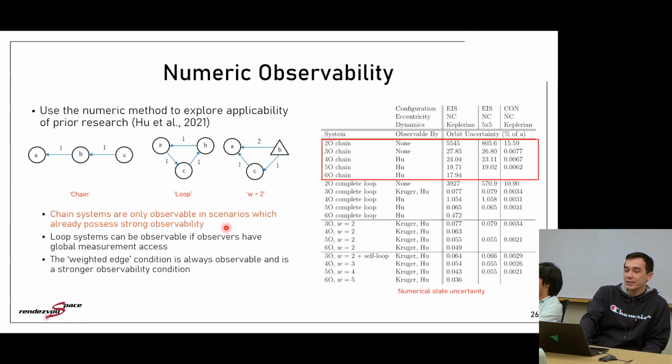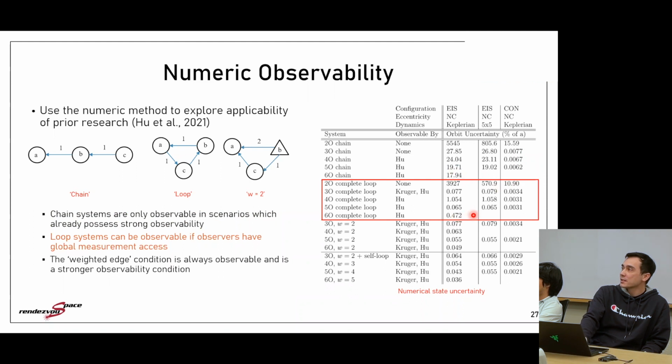What we notice is that these chain systems, this top section of this table, the state uncertainty they have is actually really high if we have spacecraft at close separations, so swarm scenarios, whereas they actually seem to be observable in the constellation in this rightmost column. So the chains are dependent in terms of observability on what type of system we have.